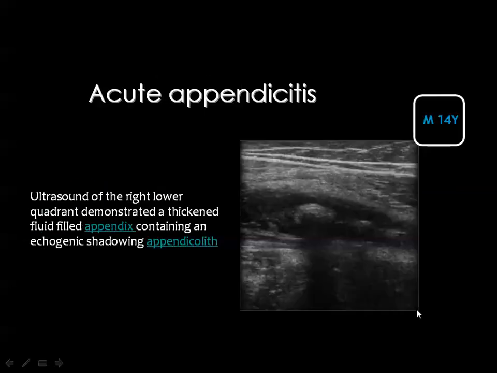Ultrasound is very good in this domain. It can demonstrate the appendicolith, which is a calcified lesion within the lumen of the appendix, and any calcified lesion will produce acoustic shadowing similar to the stones. You also see that the wall of the appendix is thickened and edematous. The appendicular lumen is full of fluid.